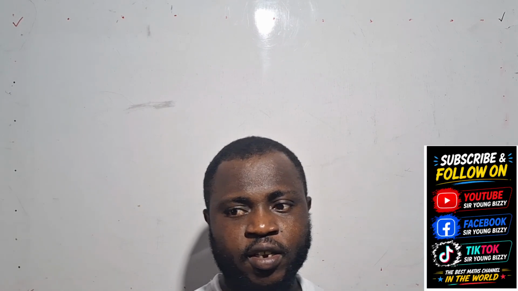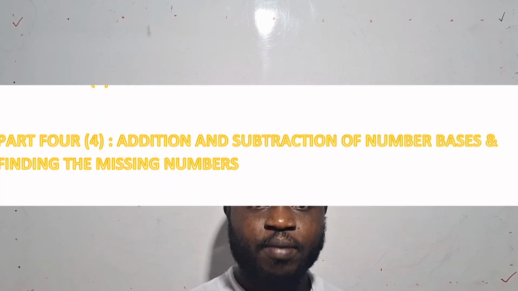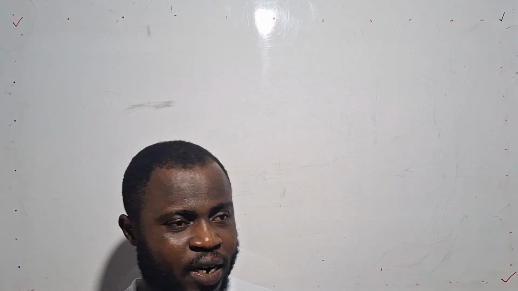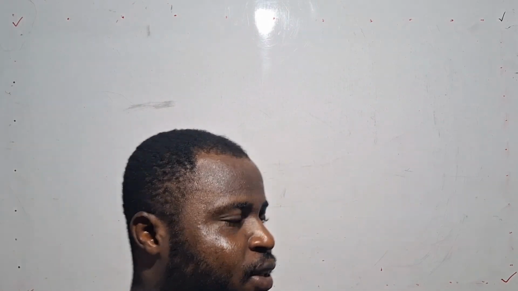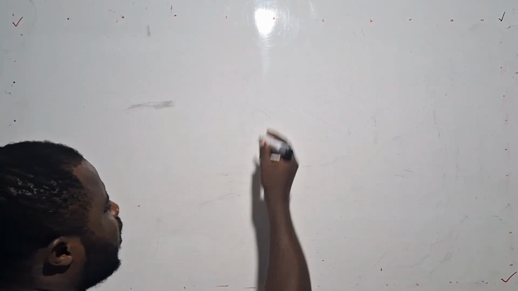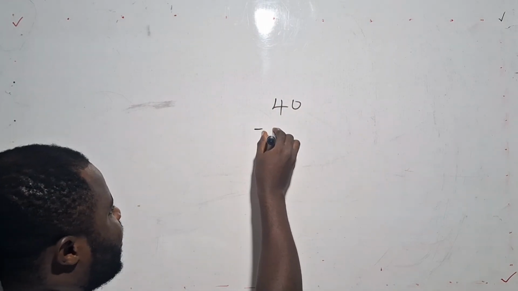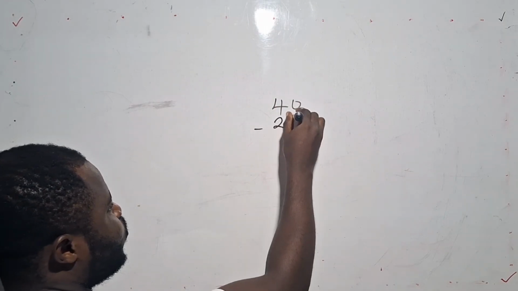Today is the fourth lesson in the number bases series, and we are going to talk about how to add and subtract numbers in bases other than base 10. Yes, other than base 10. Now, why am I saying other than base 10? I've told you all numbers are written in the decimal base. Now let's come here. Let's say I have 40 minus 25.